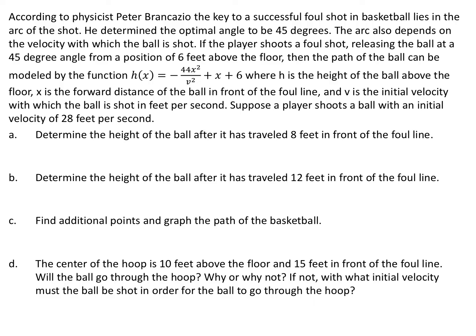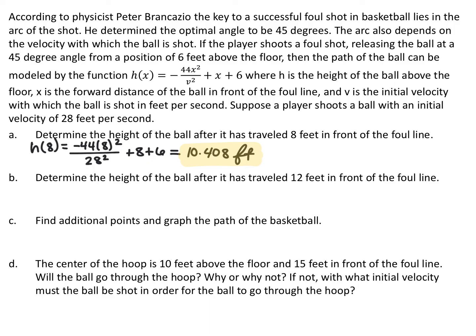And then the last part says, suppose a player shoots a ball with an initial velocity of 28 feet per second. So part A says determine the height of the ball after it has traveled 8 feet in front of the foul line. So go ahead and pause the video and try that. So I plugged in 8 for x, and I plugged in 28 for my initial velocity v, and I got 10.408 feet. So if the ball is 8 feet in front of the free throw line, it will be 10.408 feet above the ground.